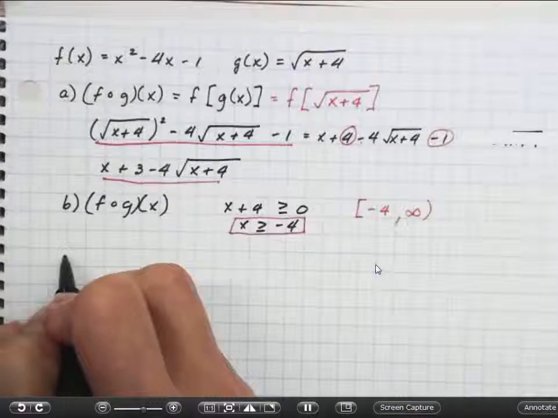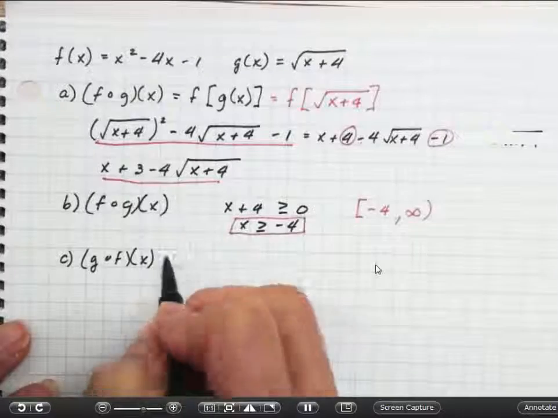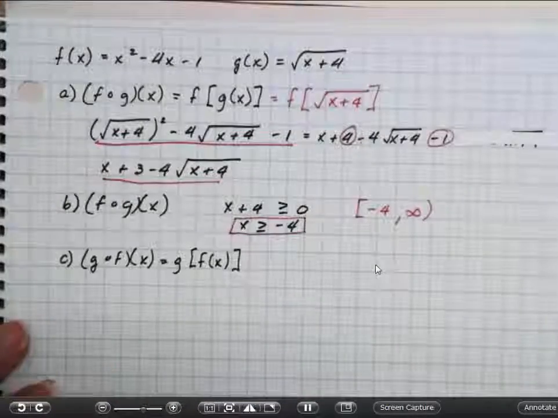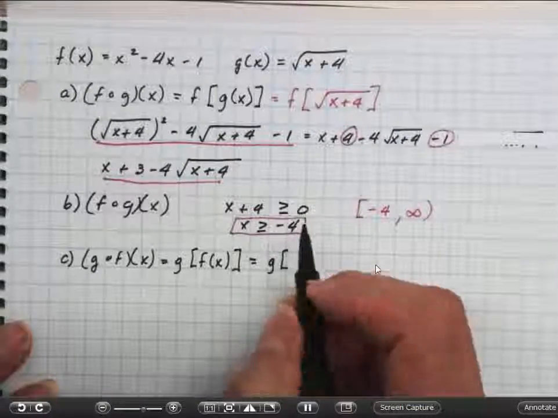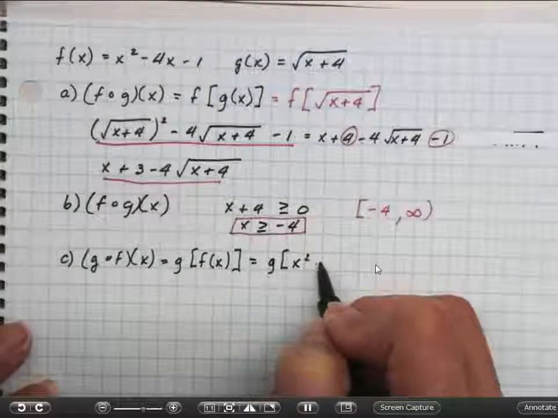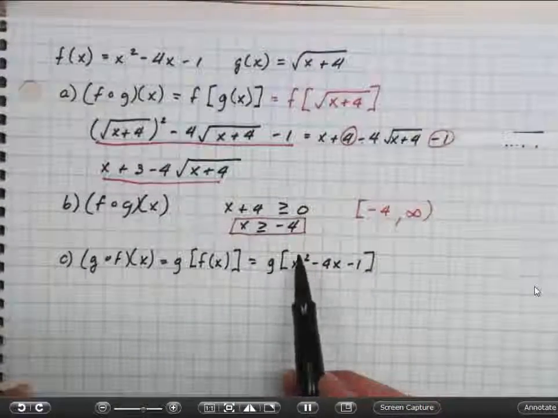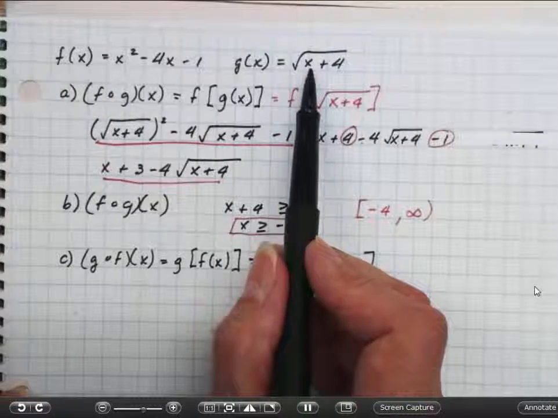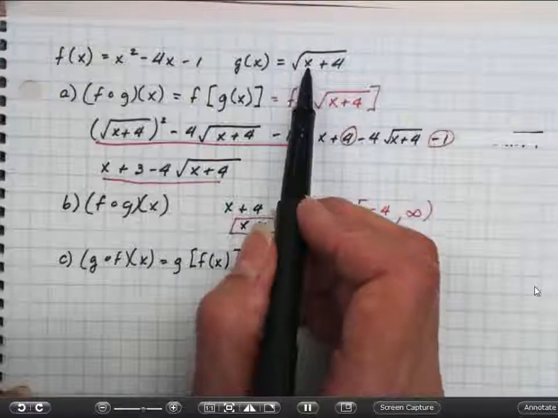Part C, it says find g of f of x. So now I'm going to take g and I'm going to put f of x into it. So again, it might be helpful for you to write this as g of, and then put in your f of x function, x squared minus 4x minus 1. So this means I'm going to take this function and put it into my g function where I have an x. So this expression is going to be put in for x in my g function.